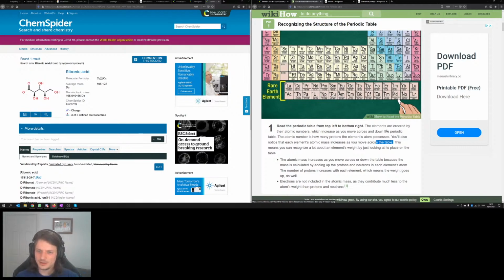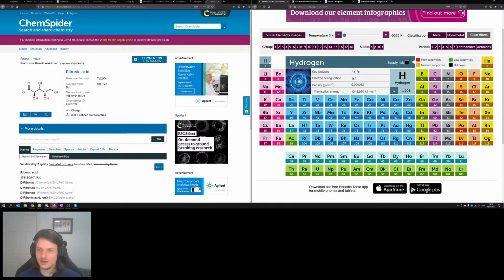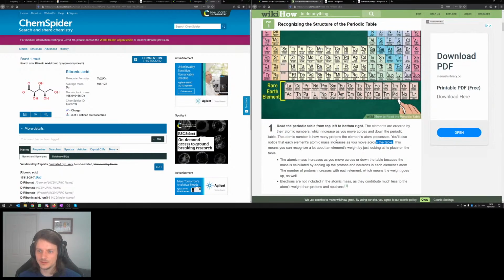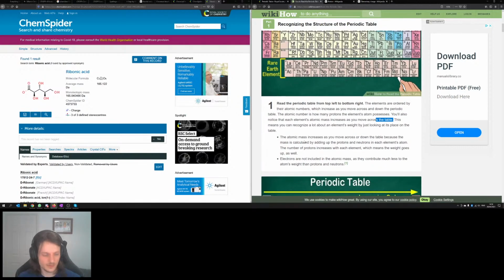Okay, atomic numbers. So ordered by atomic numbers. Atomic number is how many protons the element's atom possesses. So hydrogen has just over 1, and helium is just over 4. Interesting. This means you can tell a lot about an element's weight by just looking at its place on the table.